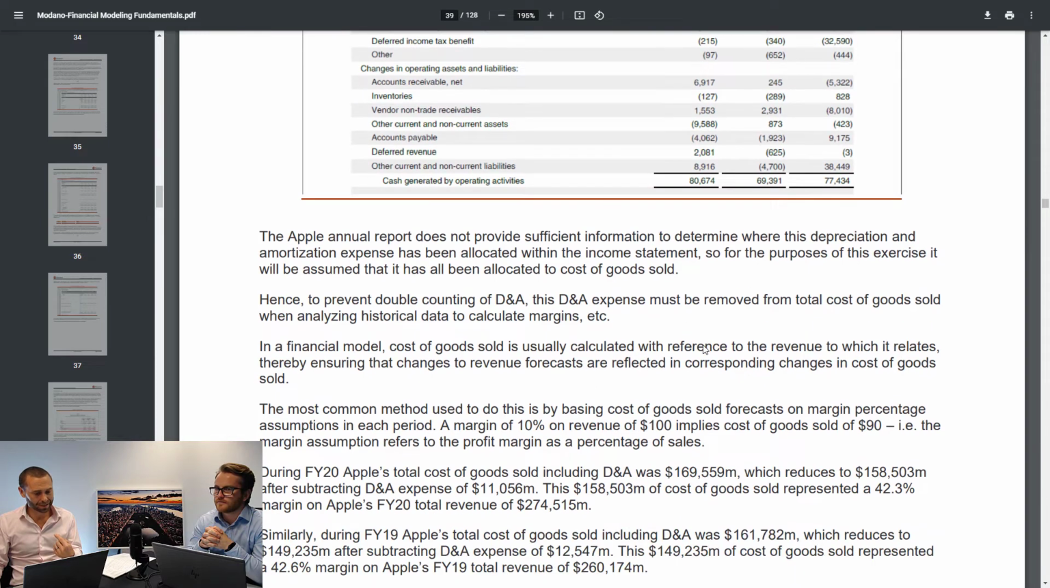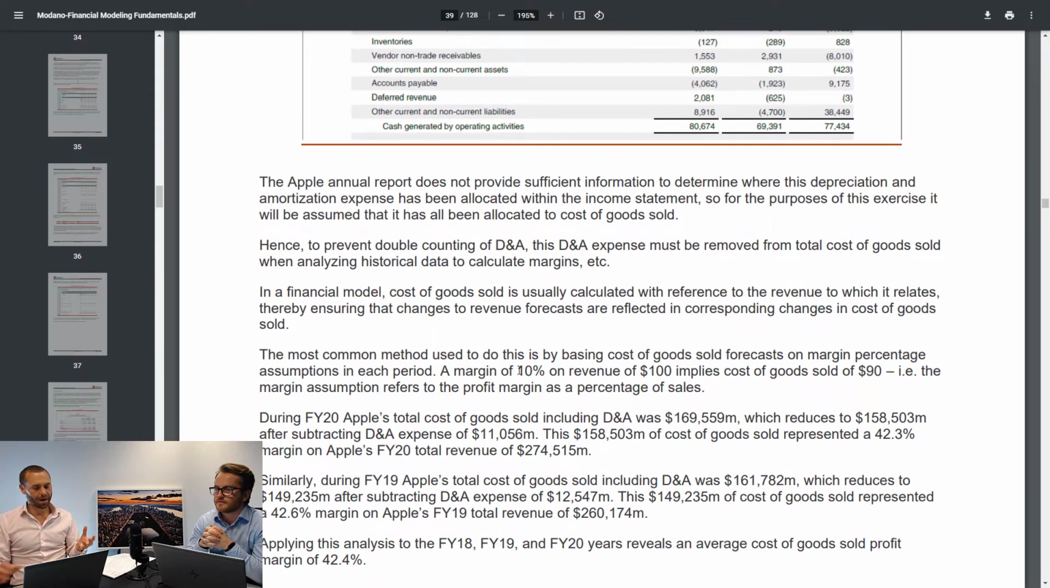Now, when you do that, you're then able to say, okay, let's look at what would happen then if we take that 169,559, we take out that 11,056 of D&A. That gives us cost of goods sold excluding D&A of 158,503, which represents a margin of 42.3%, because that 158,503 is going to be 57.7% of the total revenue of 274. Okay, so which is a margin of 42.